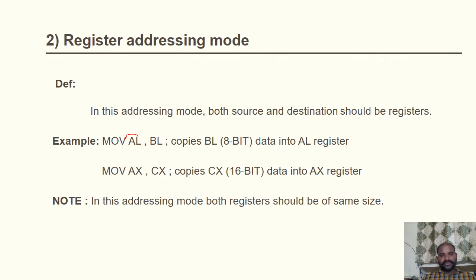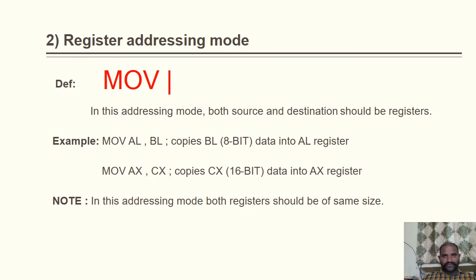Look at this one: this is also a register, and this one is also a register. But whatever registers we have in this example are of the same size. AL is an 8-bit register, BL is an 8-bit register. Don't think that only AL and BL can be copied. If you want, you can take MOV AL, BH also. Better to write the instructions in caps, because there are rules.